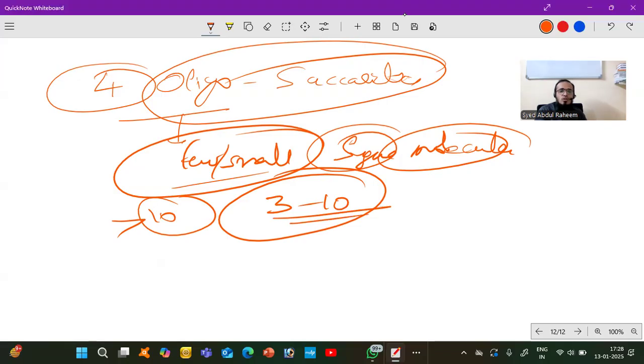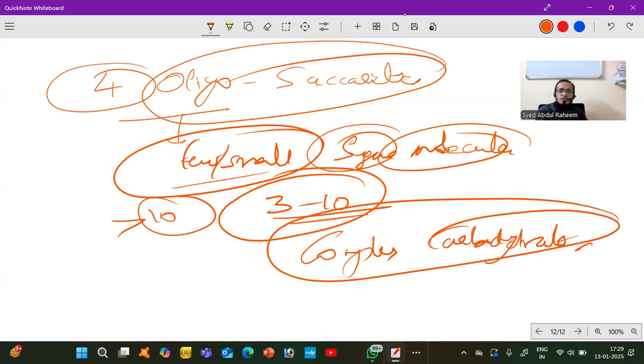These are also called complex carbohydrates. Polysaccharides are also complex carbohydrates. Okay, both are called complex carbohydrates. And an example is raffinose. Raffinose is water soluble but not digestible in the body.